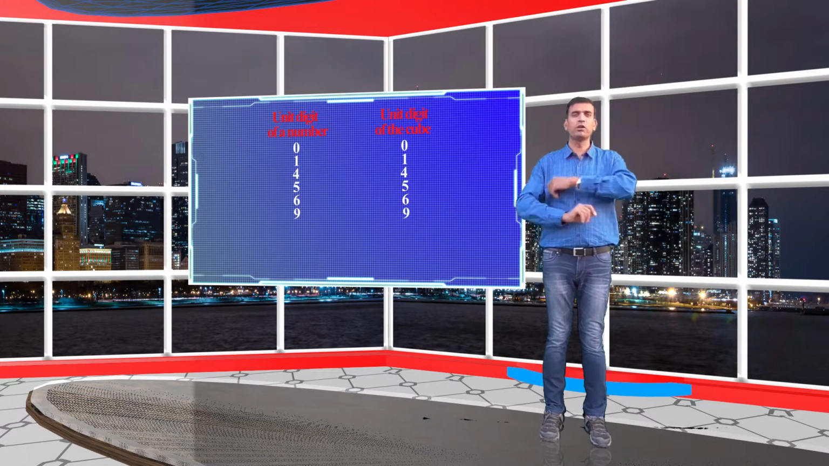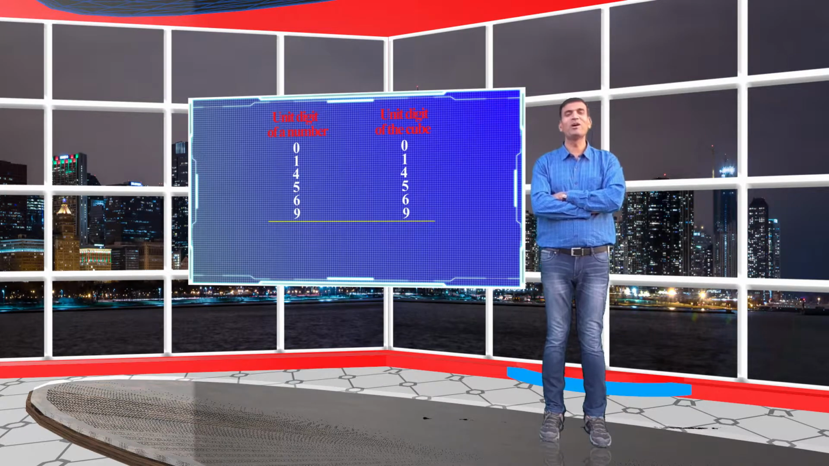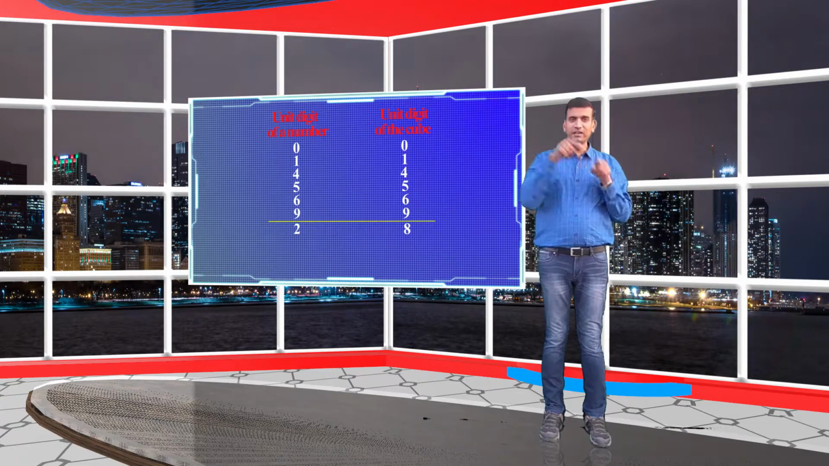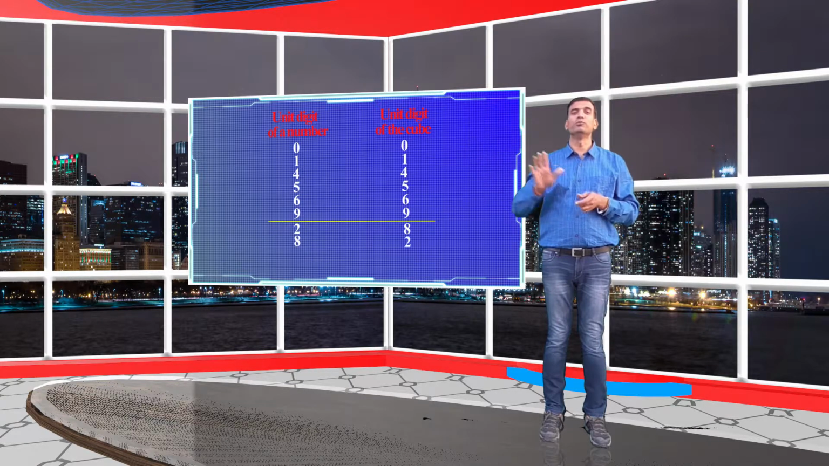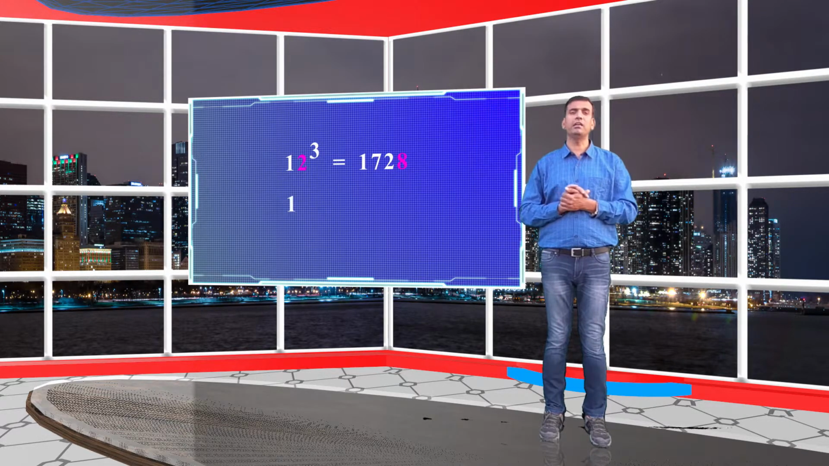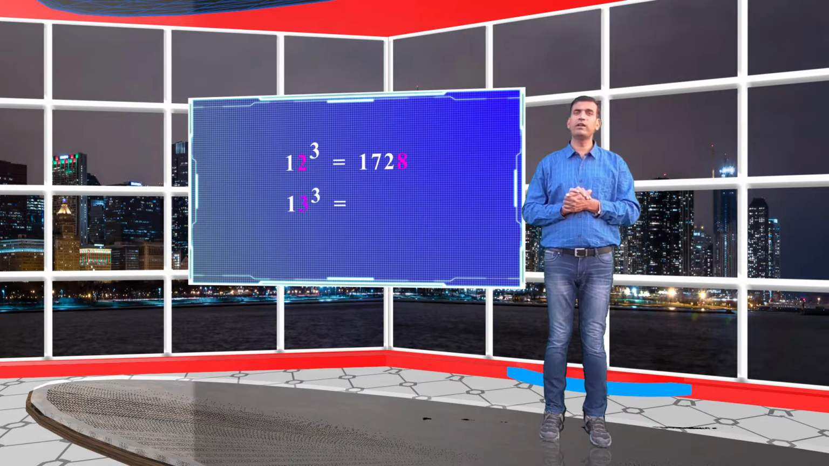There are only 4 other cases, where 2 ends up with 8, and at the same time 8 ends up with 2. I'll give you an example. Let us suppose 12. 12 cubed is 1728. Here the unit digit is 2, but in the result the unit digit is 8. And another example, 13. 13 cubed is 2197. Here the unit digit is 3, but in the value the unit digit is 7.